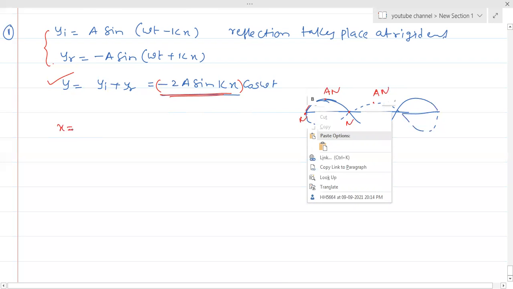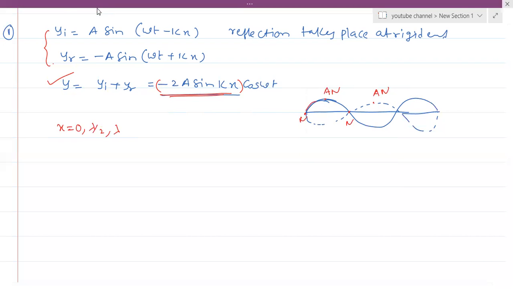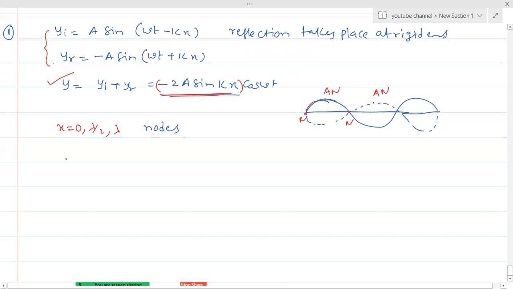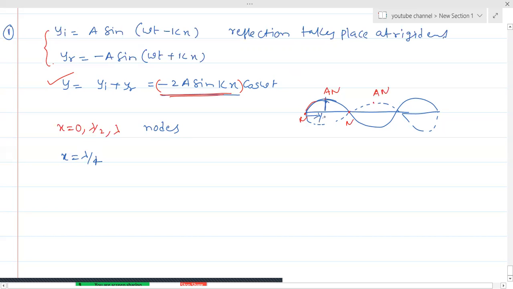Clearly we will write at x equivalent to 0, x equivalent to lambda by 2, and x equivalent to lambda. So definitely we have nodes. And clearly we will say at x equivalent to lambda by 4, because this distance is lambda by 4 only, and 3 lambda by 4, we have antinodes.